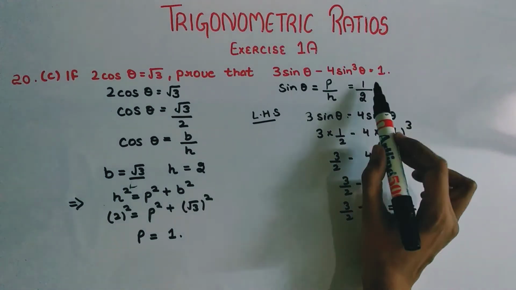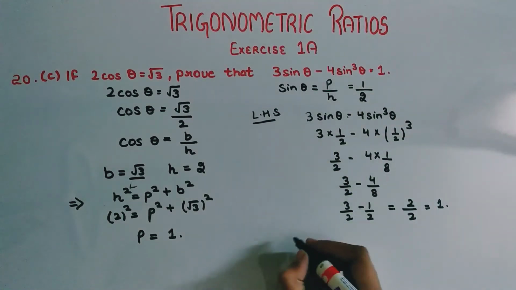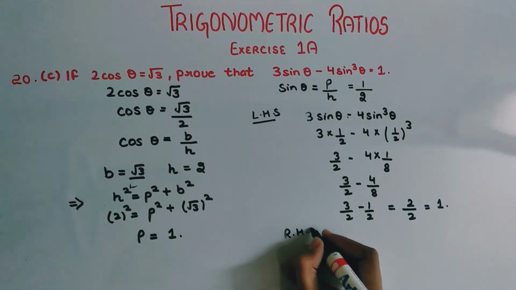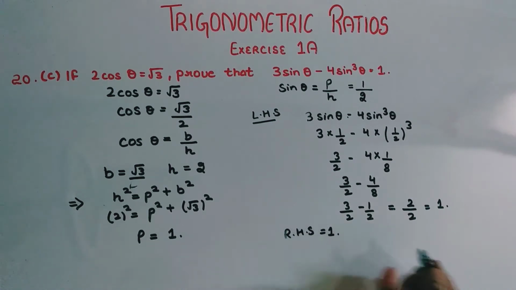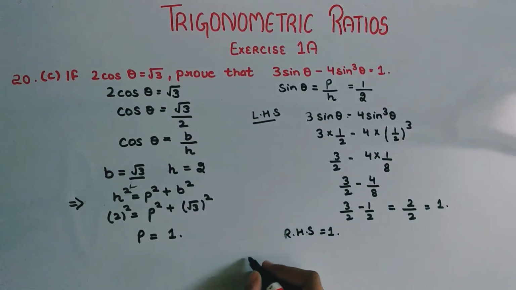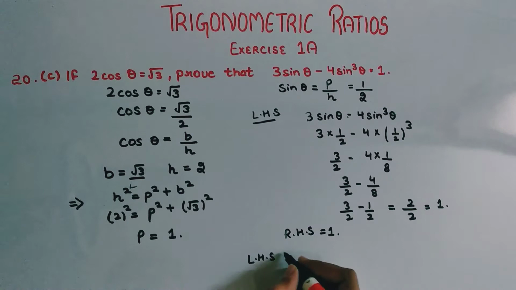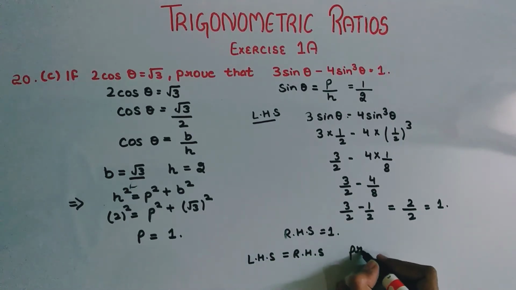And we can say the right side is 1 only, and the value of left hand side is also 1. Hence we can say that left hand side is equal to right hand side, and hence it is proved.